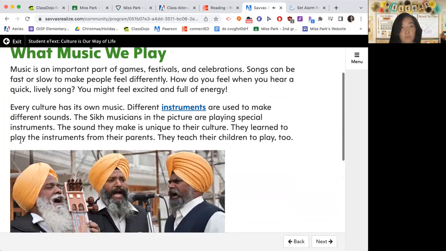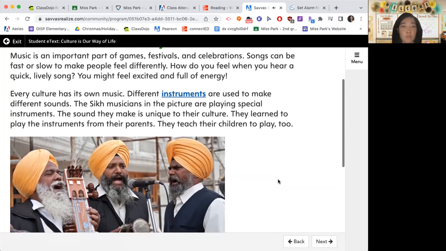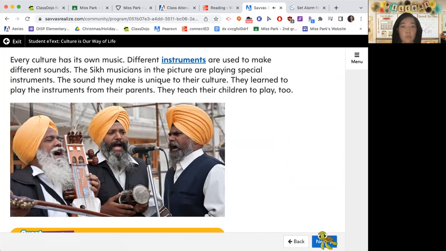What music we play. Music is an important part of games, festivals, and celebrations. Songs can be fast or slow to make people feel differently. How do you feel when you hear a quick, lively song? You might feel excited and full of energy. Every culture has its own music. Different instruments are used to make different sounds. The Sikh musicians in the picture are playing special instruments. The sound they make is unique to their culture. They learn to play the instruments from their parents, and they teach their children to play too.